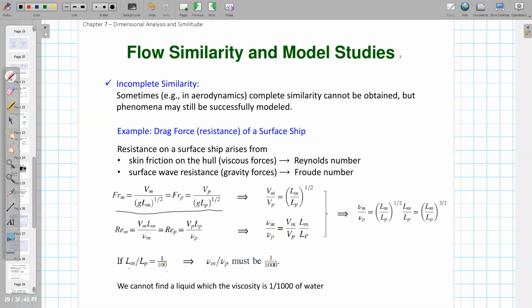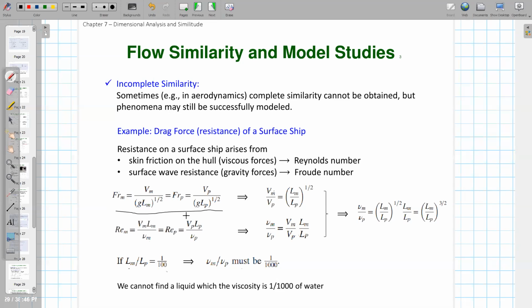And so now we have the problem of how we solve it. This kind of thing is called incomplete similarity. So in this kind of situation, since we cannot make sure that both the Froude number and Reynolds number are the same, maybe we can just neglect the Reynolds number and make the Froude number the same to see what we get.